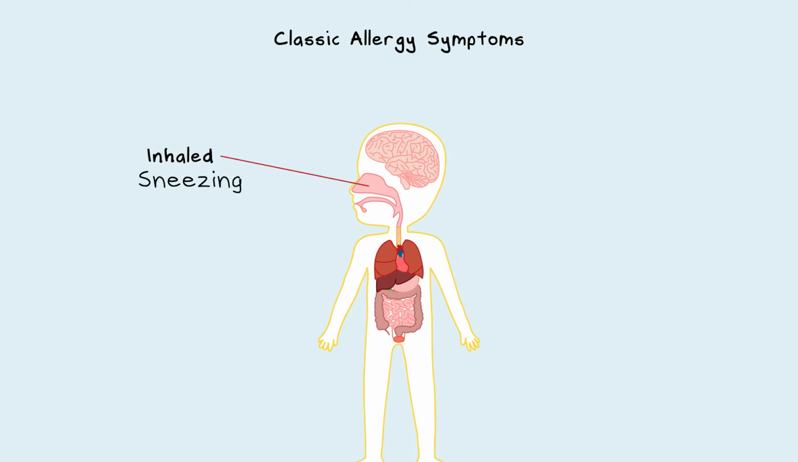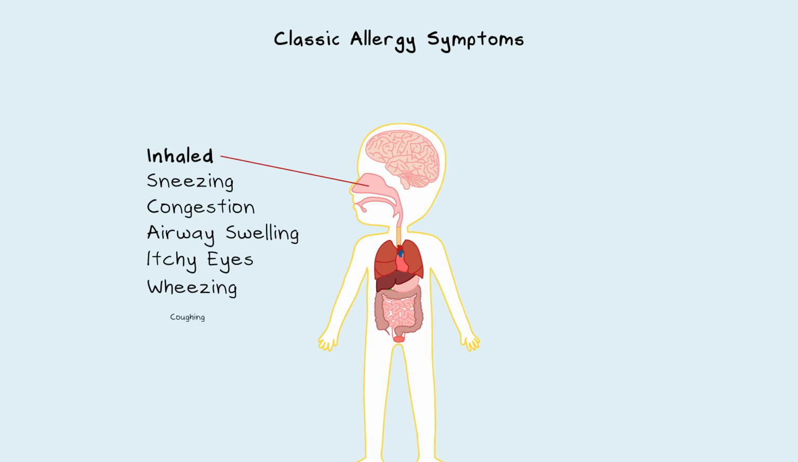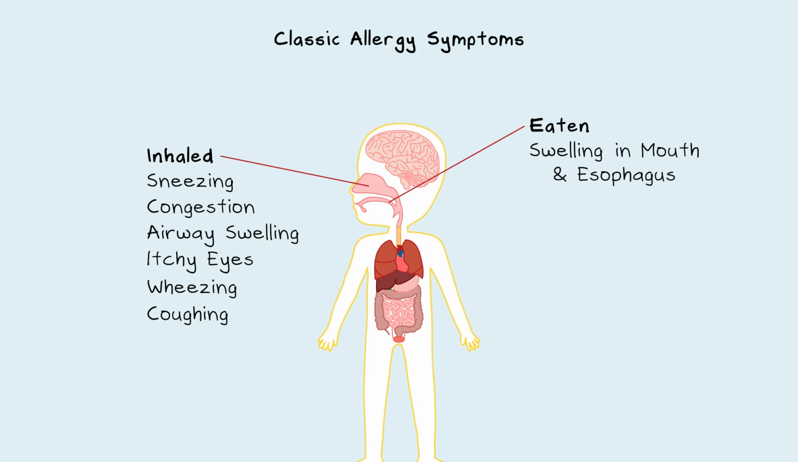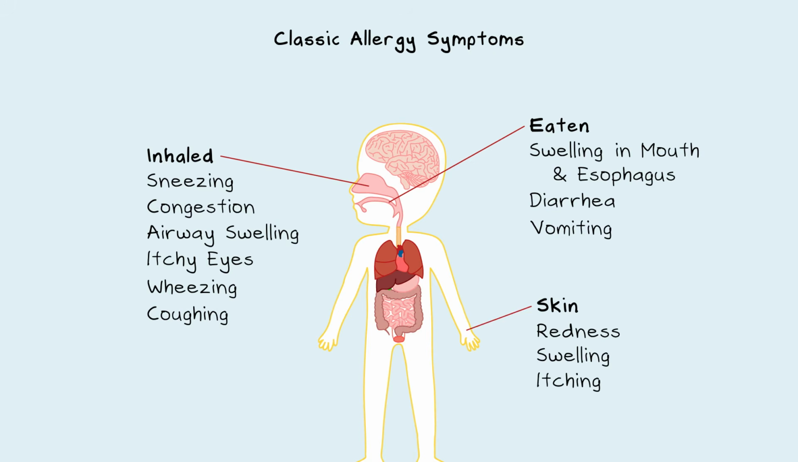Inhaled allergen will cause sneezing, congestion, airway swelling, itchy eyes, wheezing, and coughing. An eaten allergen causes swelling in the mouth and esophagus, diarrhea, and vomiting. An allergen in contact with the skin causes redness, swelling, and itching. Also, inhaled and ingested allergens can cause dizziness from low blood pressure. Low blood pressure is caused by plasma moving into the tissues and blood vessel dilation.